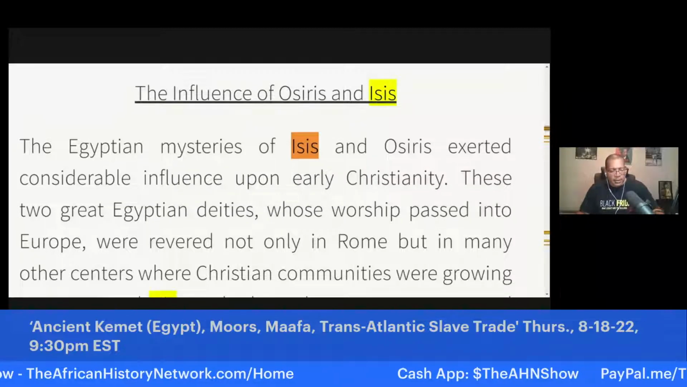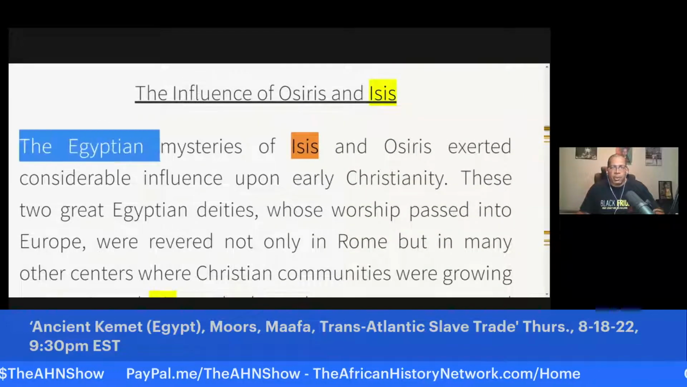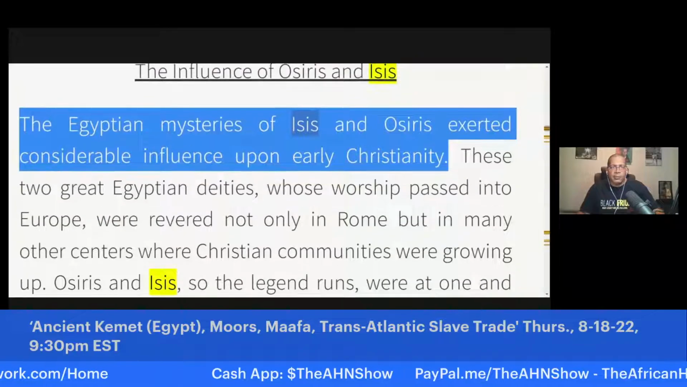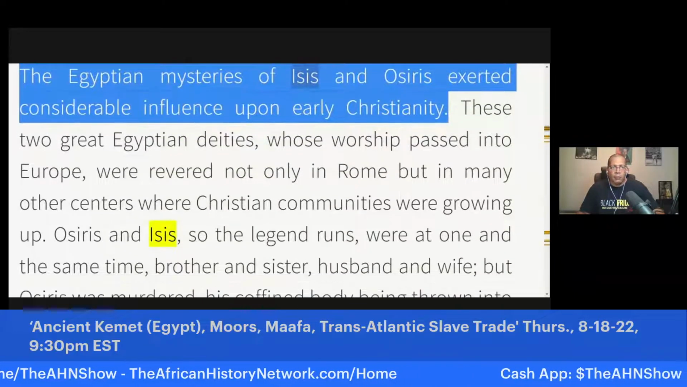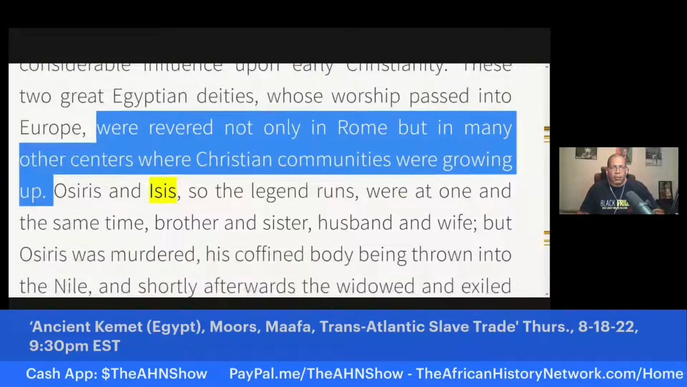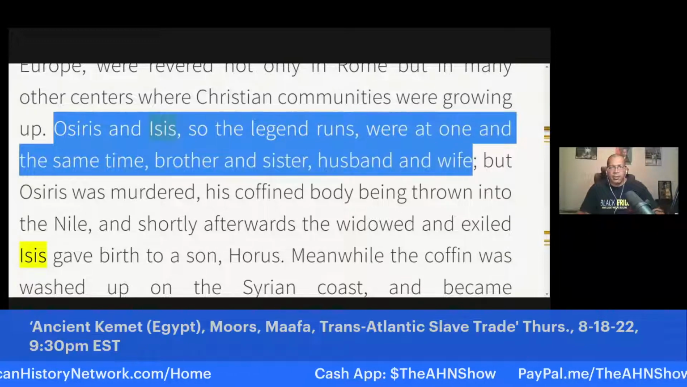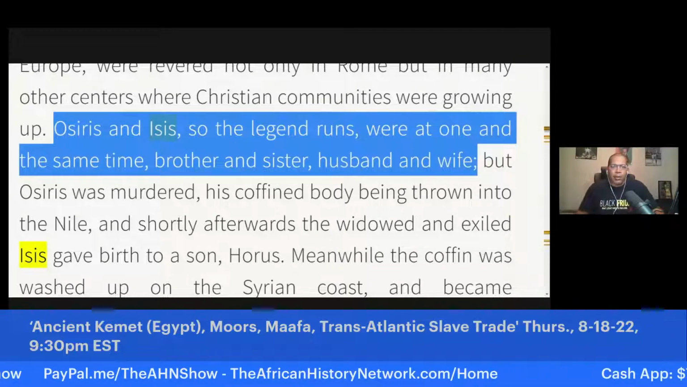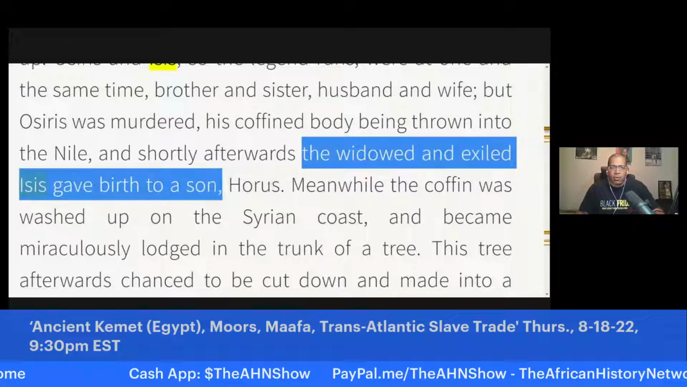So very briefly here, it says that the Egyptian mysteries of Isis and Osiris exerted considerable influence upon early Christianity. This is Dr. King writing. These two great Egyptian deities, whose worship passed into Europe, were revered not only in Rome, but in many other centers where Christian communities were growing up. Osiris and Isis, so the legend runs, were at one and the same time brother and sister, husband and wife. He's correct. But Osiris was murdered, his coffin body being thrown into the Nile, and shortly afterwards, the widowed and exiled Isis gave birth to a son, Horus, or Heru.